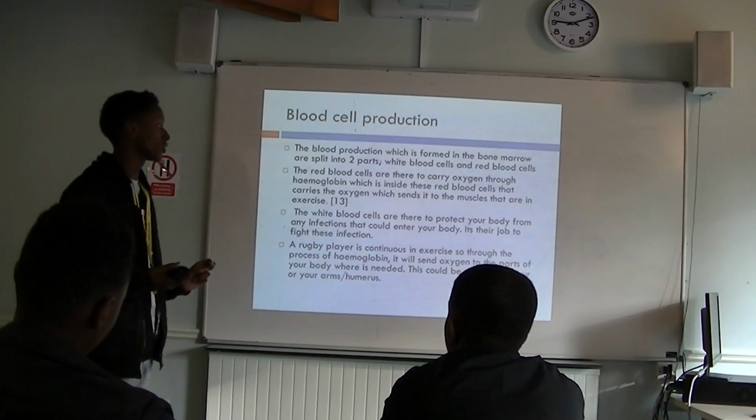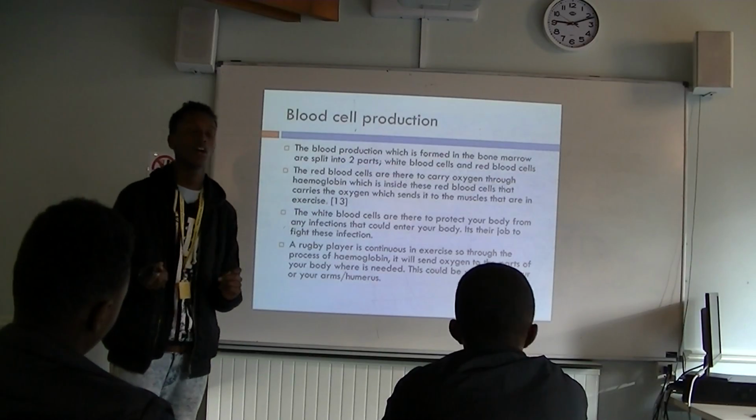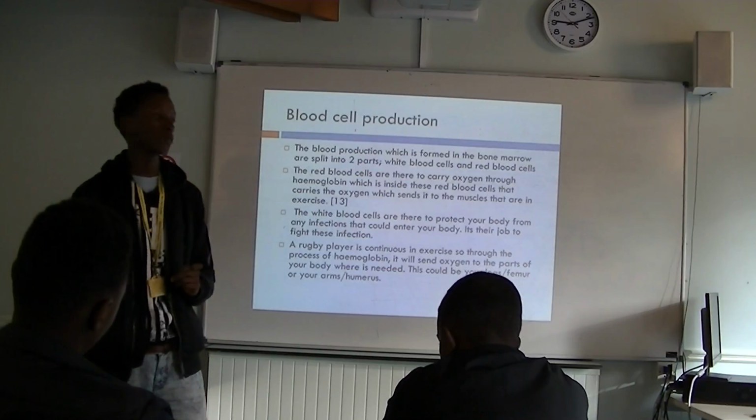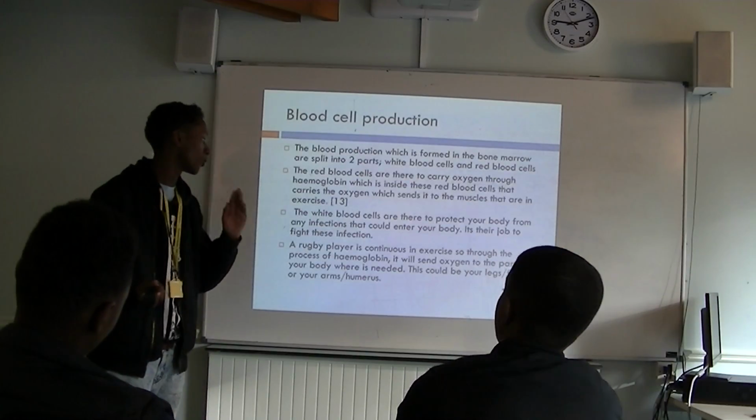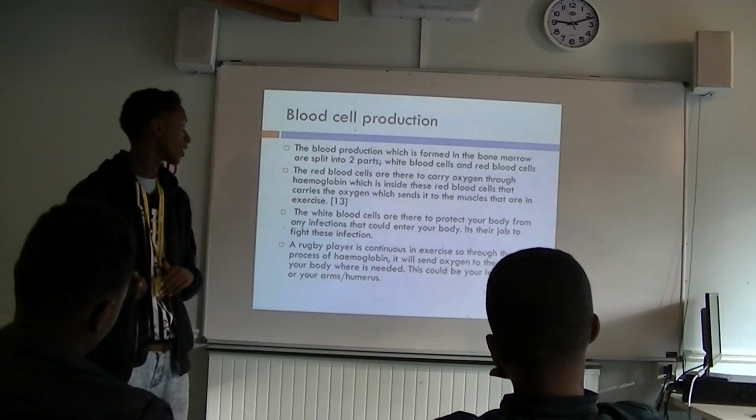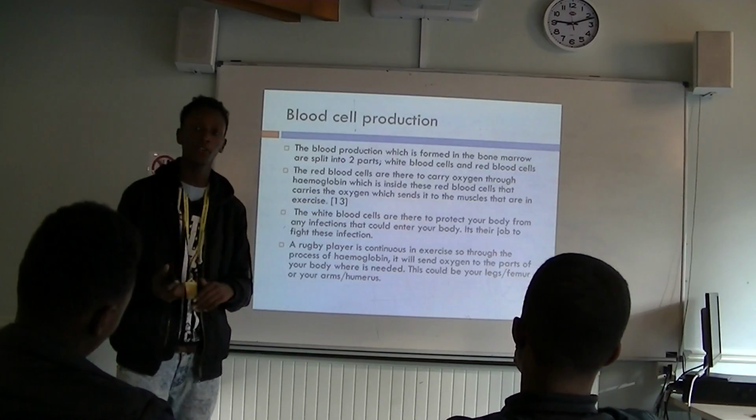And the white blood cells relate to if a rugby player cuts himself. These will protect you from any infection that could enter your body.